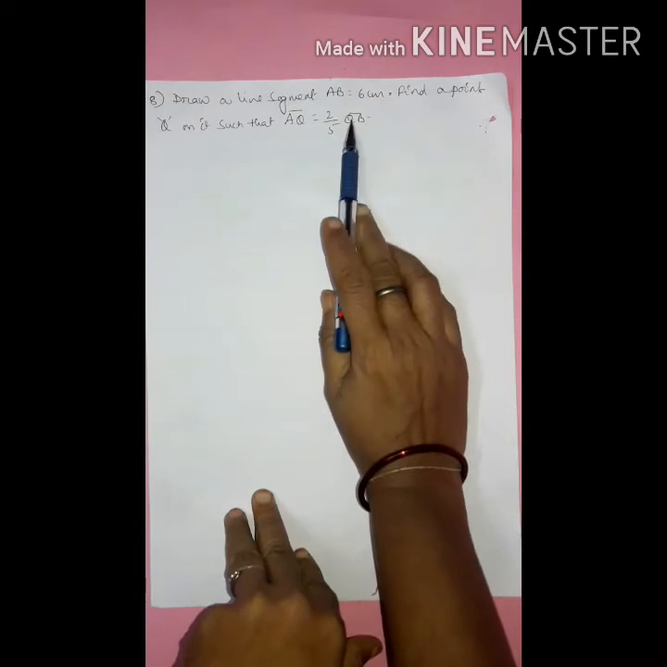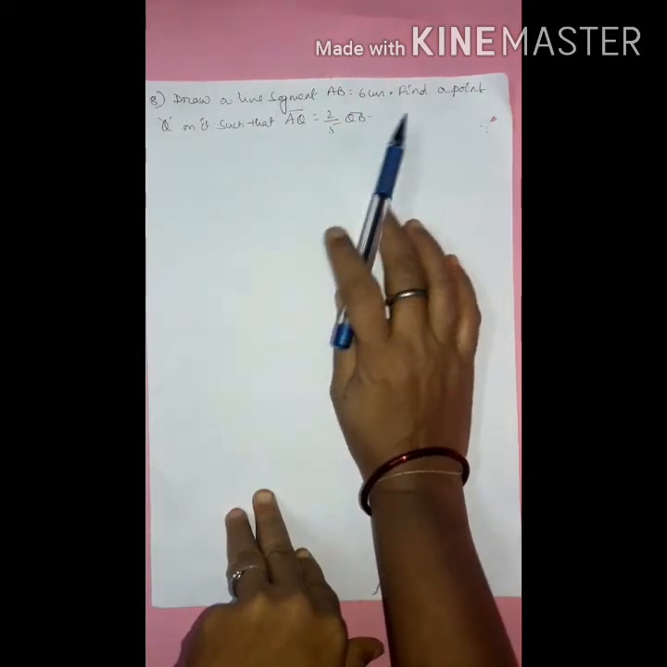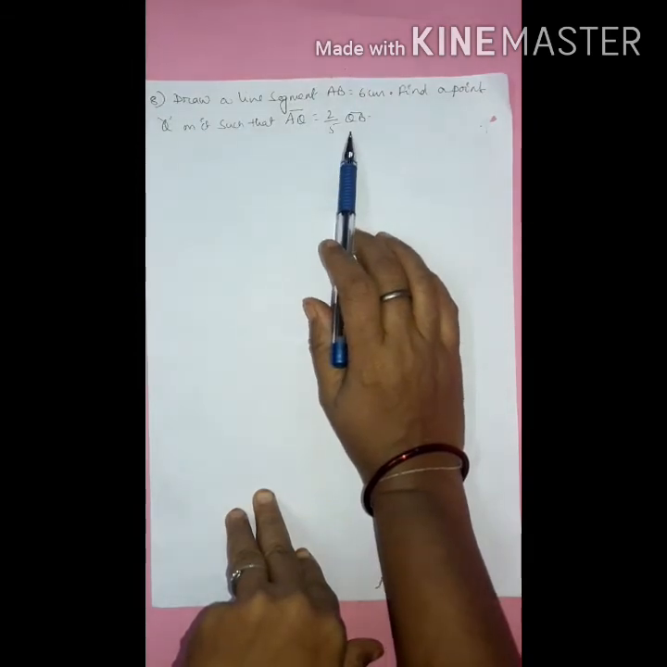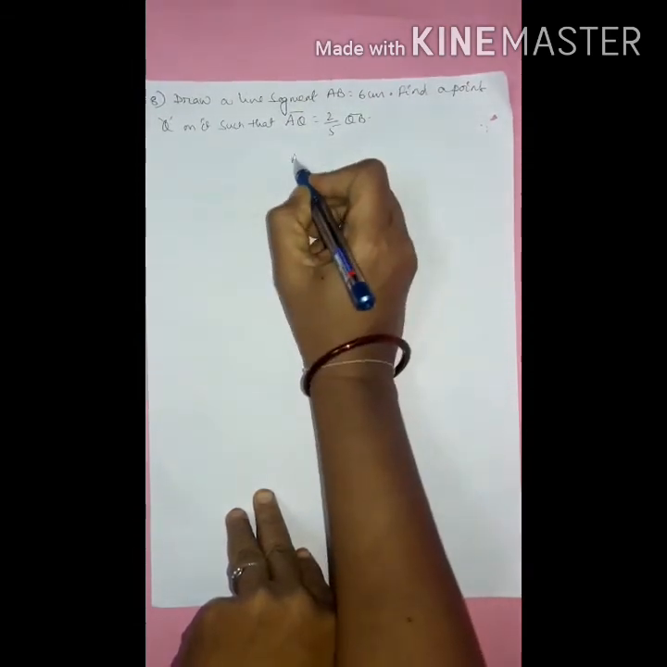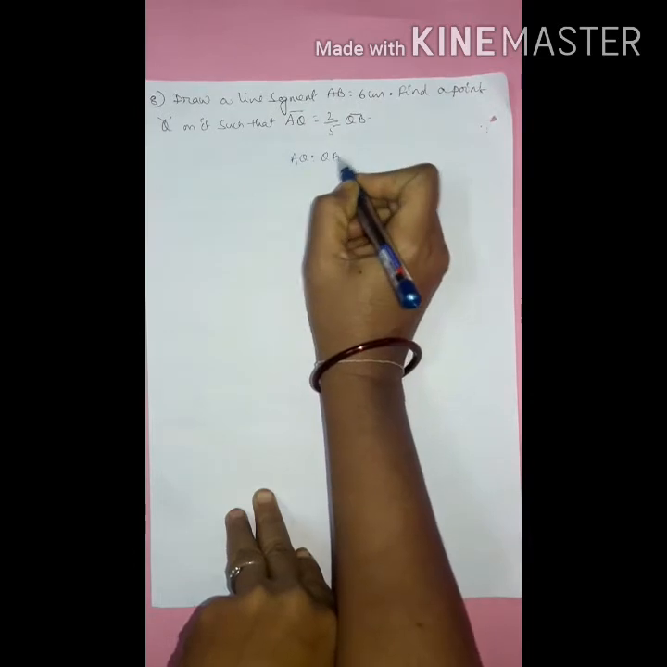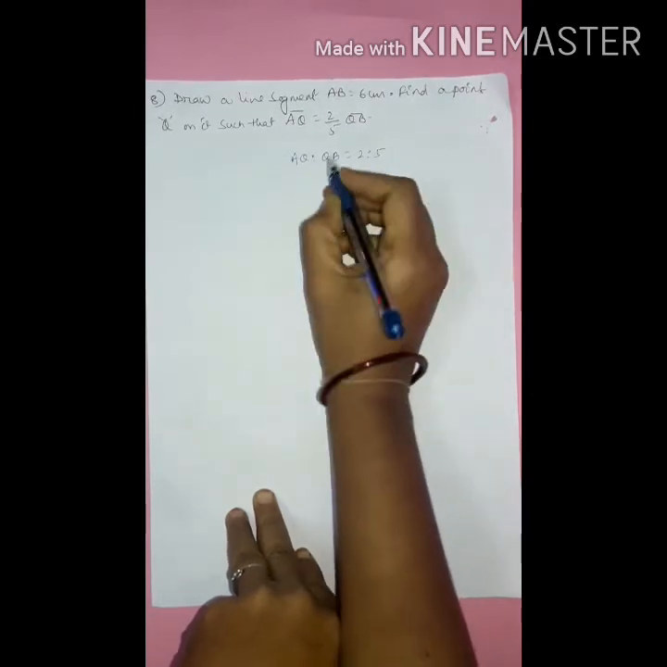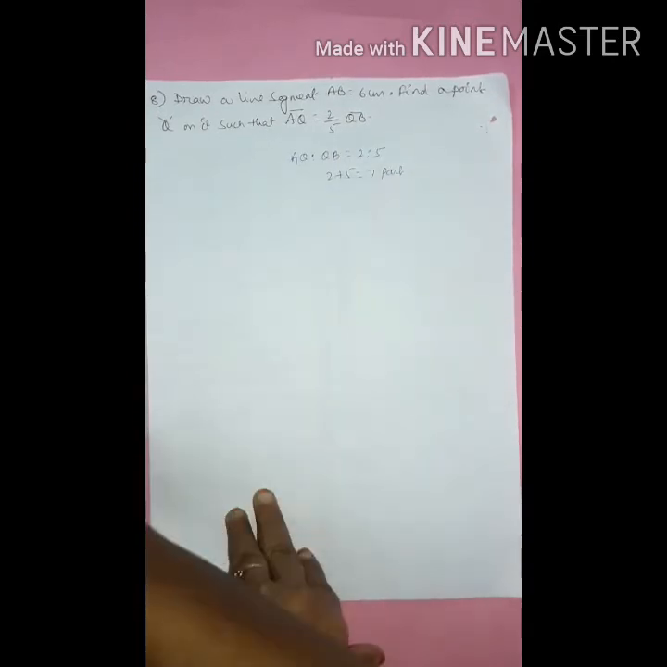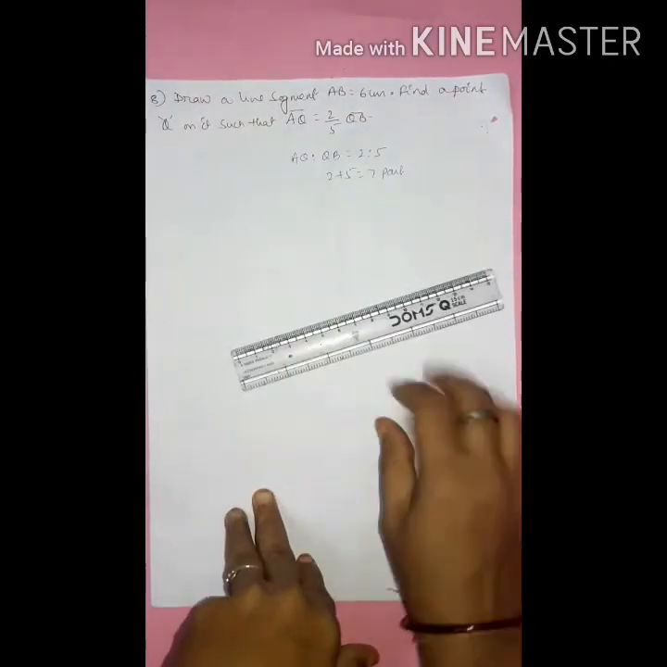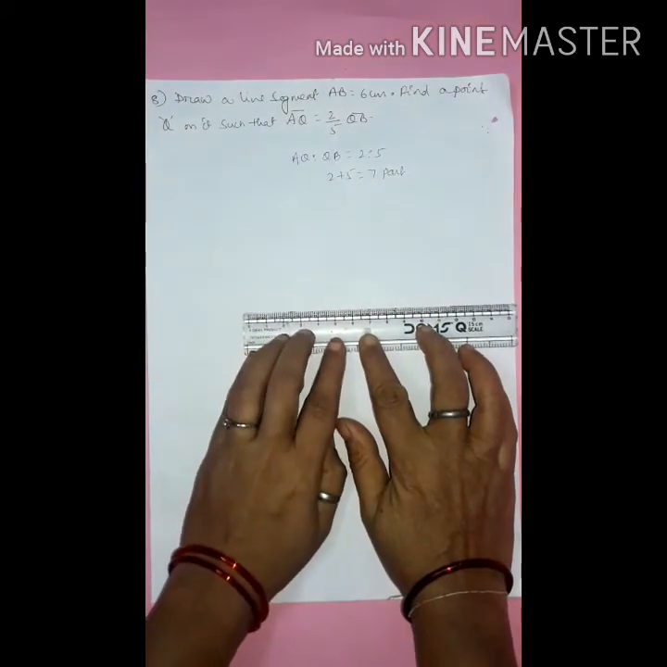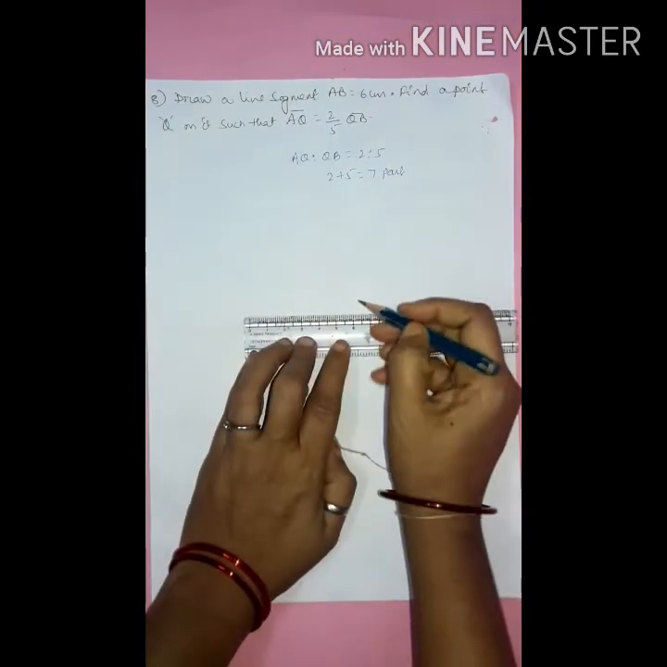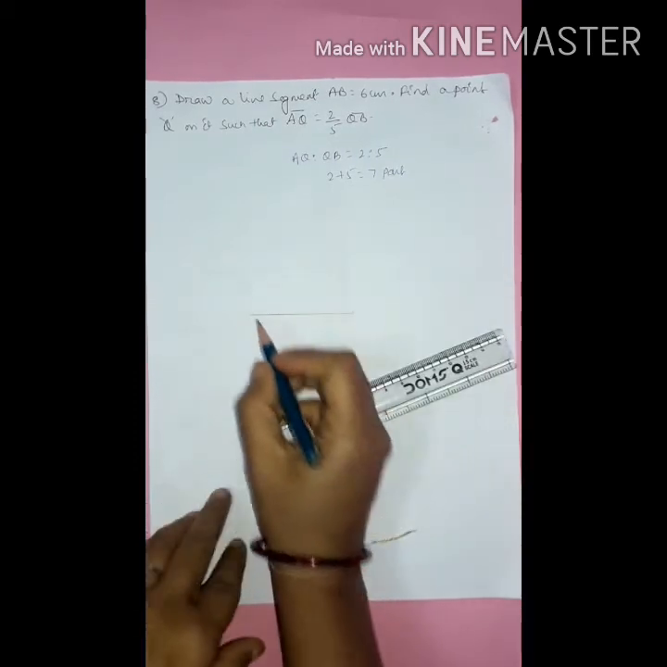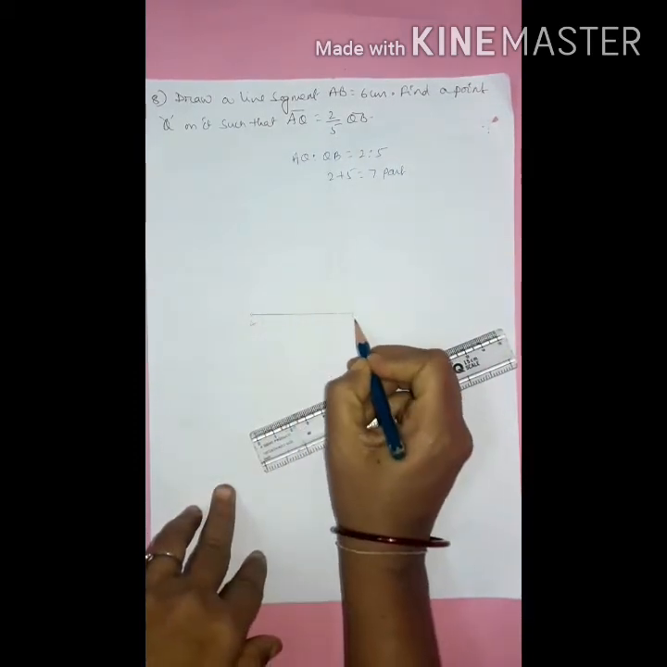Question number 8. Draw a line segment AB equal to 6 centimeter. Find a point Q on it such that AQ is equal to 2 by 5 QB. Same like that, here AQ is to QB is equal to 2 is to 5. So total parts 2 plus 5 is equal to 7 parts. Clear? Same like this we will construct. Draw a line segment of 6 centimeter. Make this A and B.